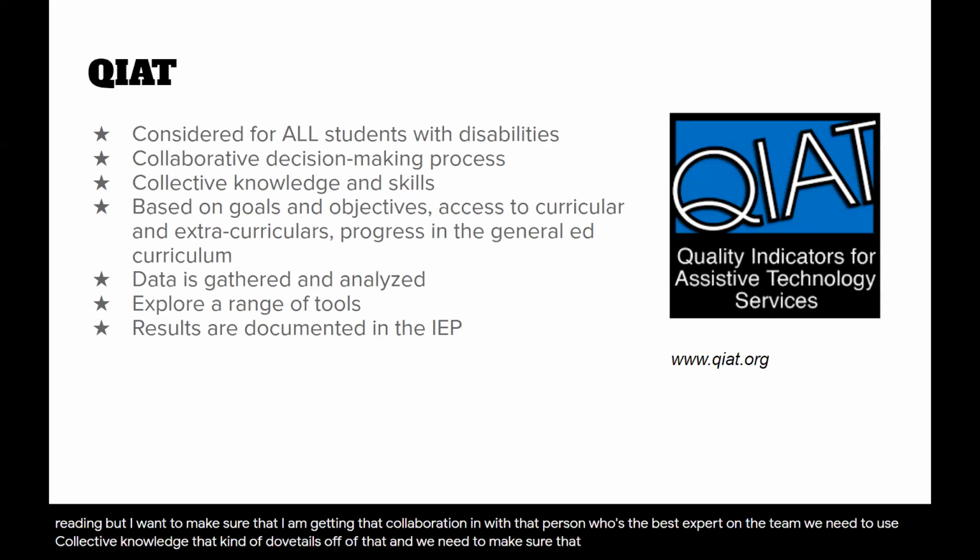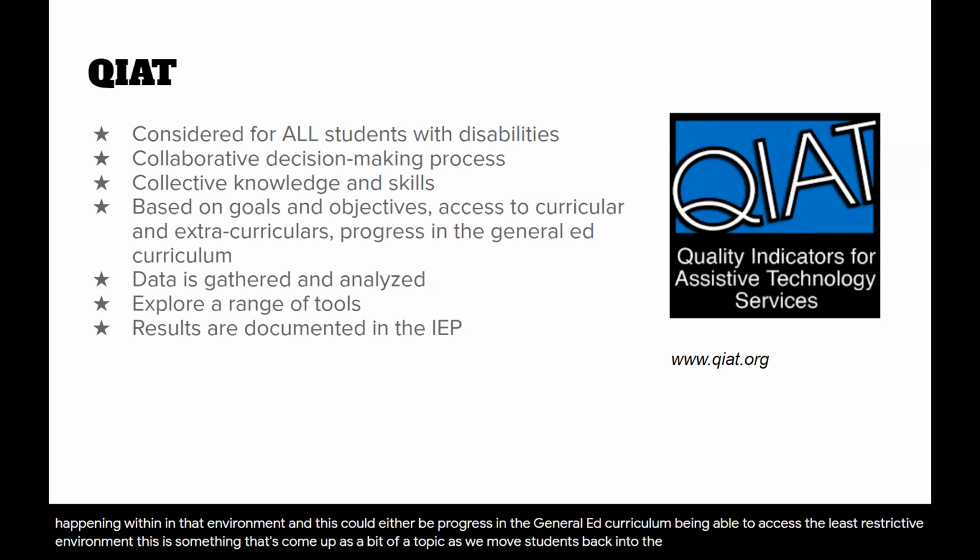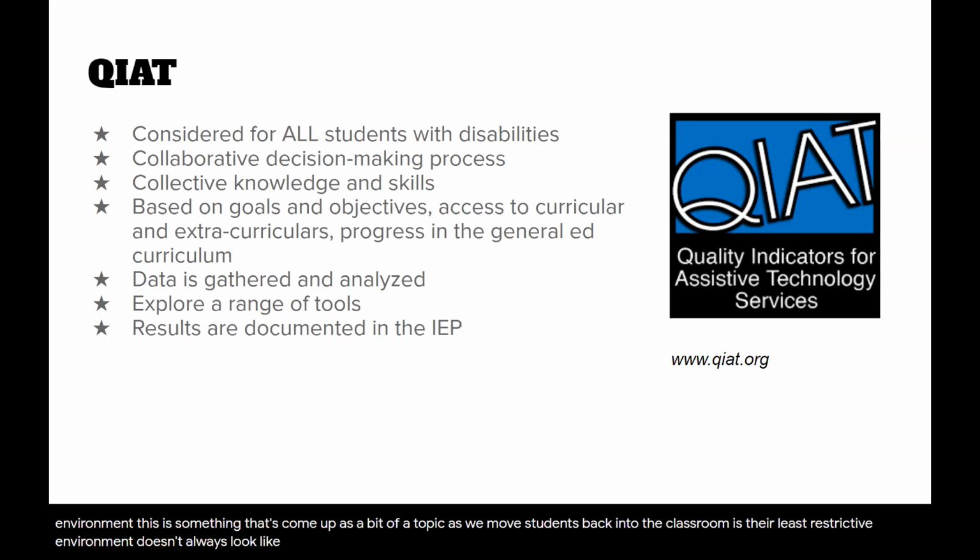And we need to make sure that we're going based on the goals and objectives that are happening within that environment. This could be progress in the general ed curriculum, or being able to access the least restrictive environment. This has come up as a bit of a topic as we move students back into the classroom. Their least restrictive environment doesn't always look like what people who have not had an IEP think of as a least restrictive environment. There are students we have seen make more progress at home. So it's really an interesting thing to think about.